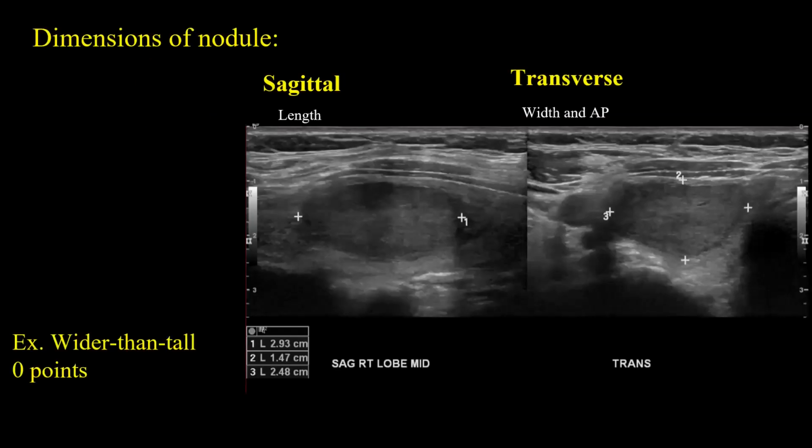So this is your typical dimensions of a nodule. You're going to have a sagittal view and a transverse or axial view. Again, the wider than tall or taller than wide will be viewed on this image. And this over here is actually an example of wider than tall. So this wide distance is greater than this distance over here. So this would be given 0 points.